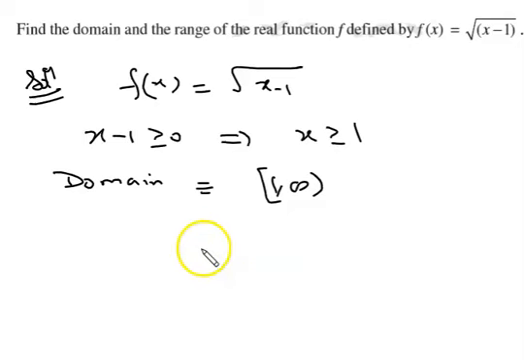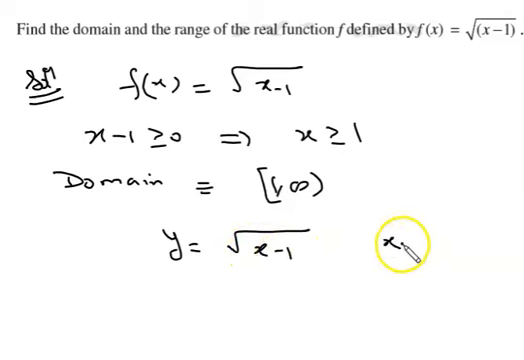And what is the range? This is a square root function, and if I put any value of x from 1 to infinity, the value of square root of x minus 1 always comes out to be non-negative. Suppose y is equal to square root of x minus 1. If I put x equal to 1, what is the value of y? It comes out to be y equal to 0.